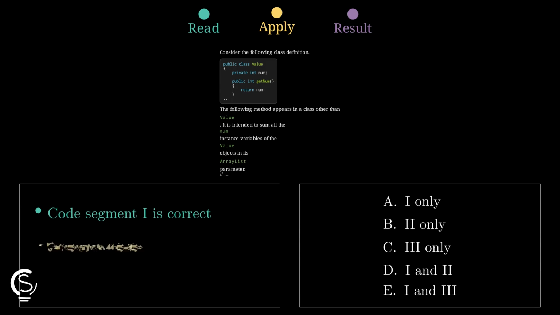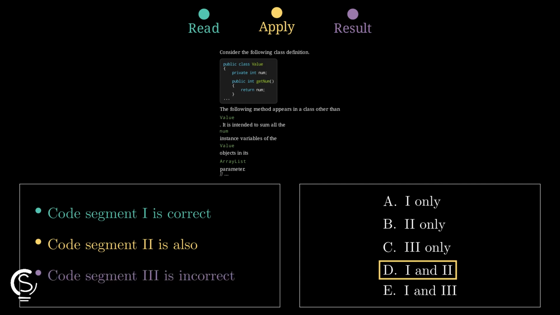Segment 3 fails by calling getNum as a static method instead of on the object. Only segments 1 and 2 work correctly.